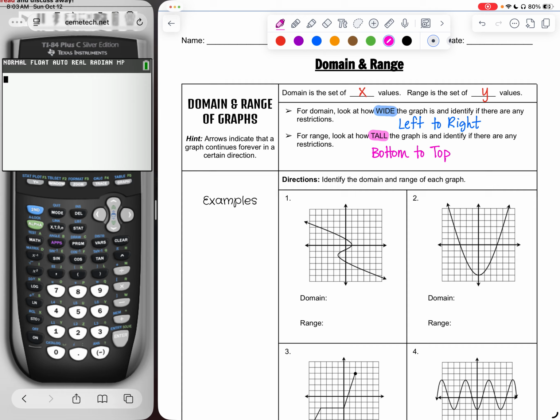Hello, today we're going to talk about domain and range. So let's look at and review what domain and range is. The domain is the set of x values, and the range is the set of y values.